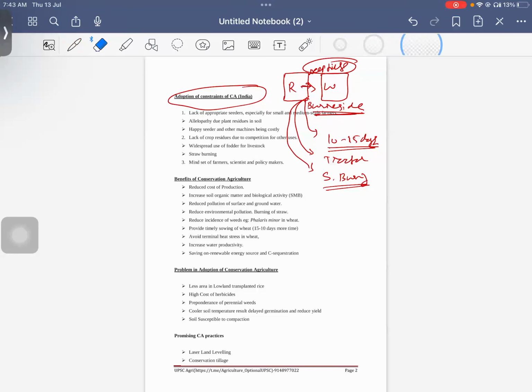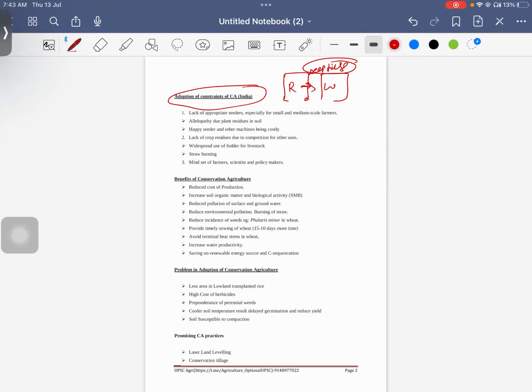But what happens in case of conservation agriculture is that we don't go for tillage. Okay, we don't go for tillage.